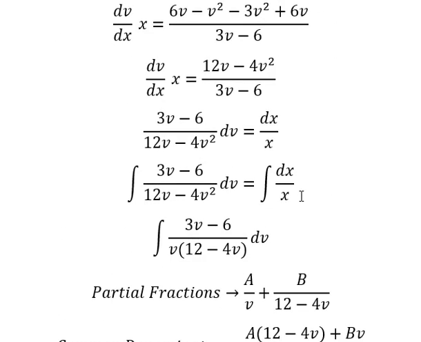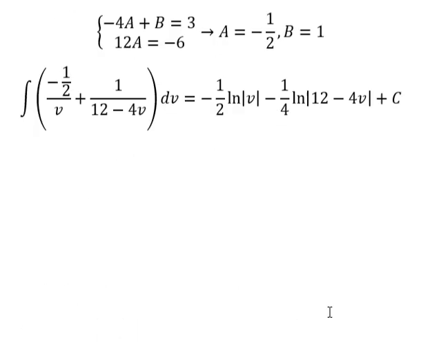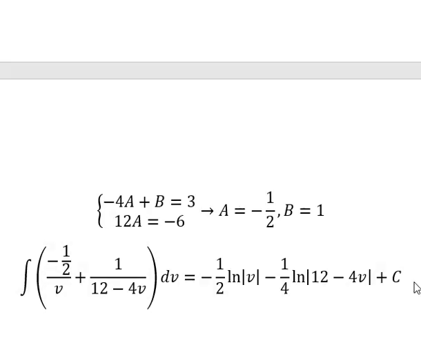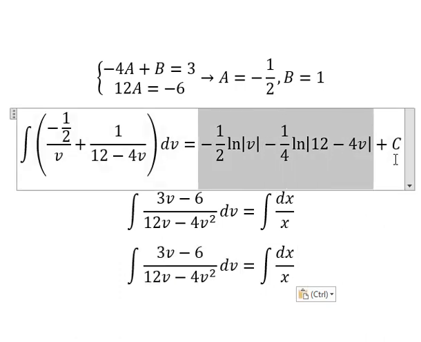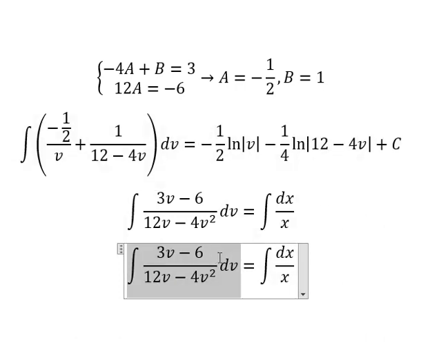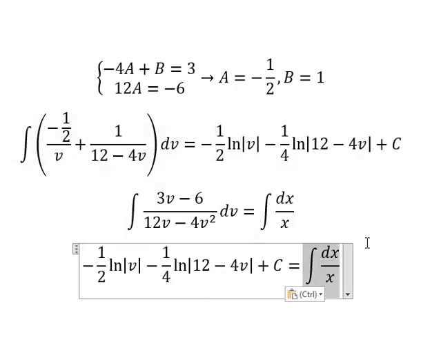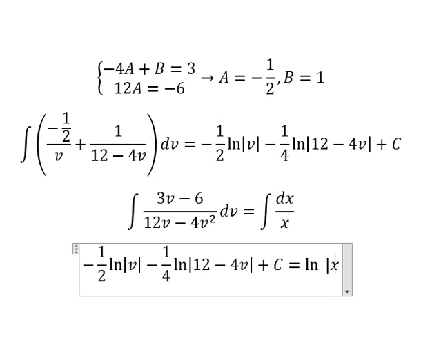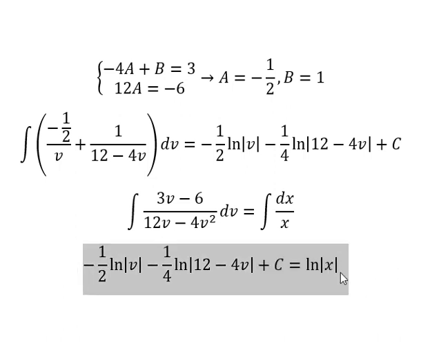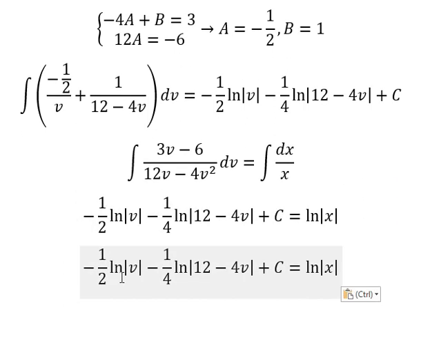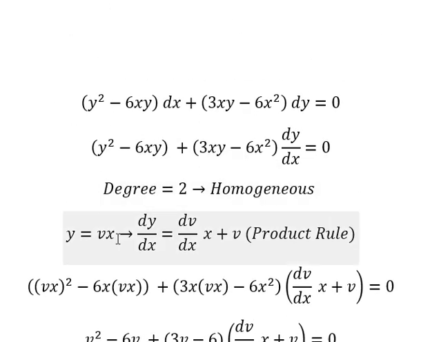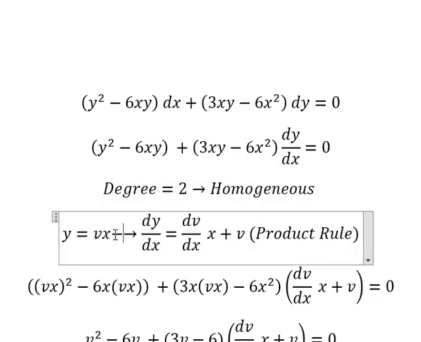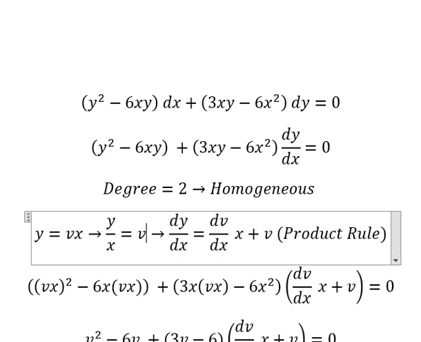So we need to go back in here. The integration of this one, that is about this one. This one we have Ln of the absolute value of x about v, that is about this one. So we divide both sides by x. And now we need to change v into this one.